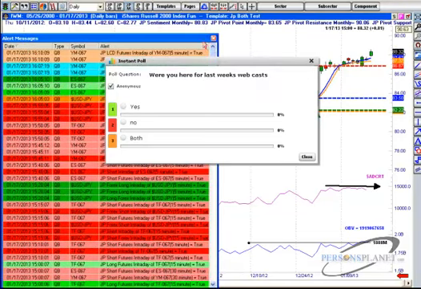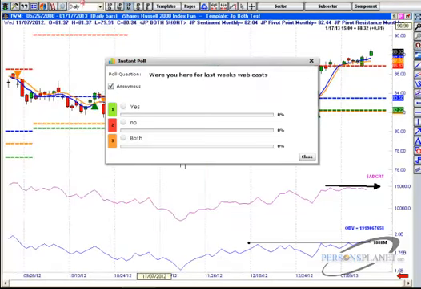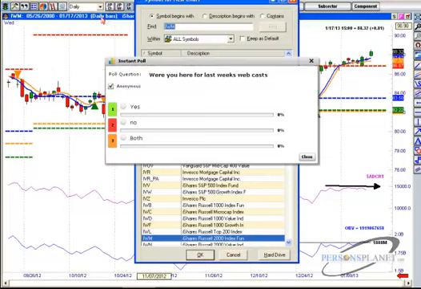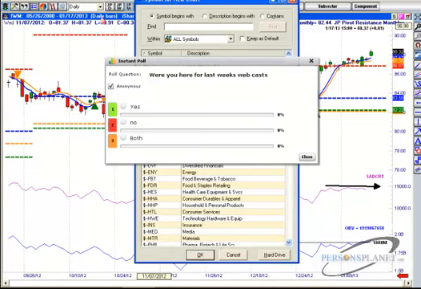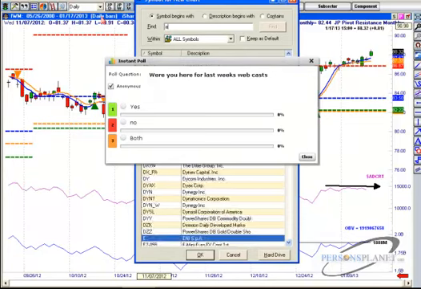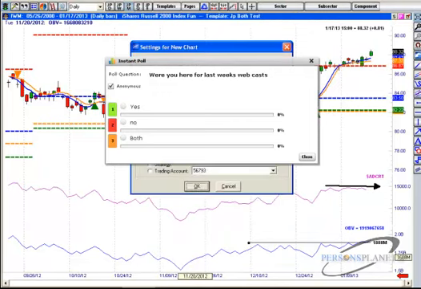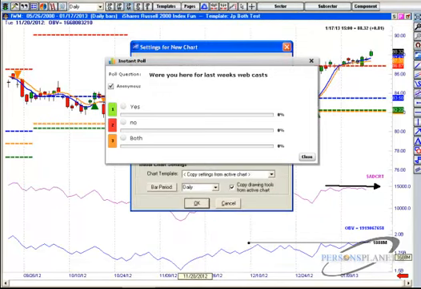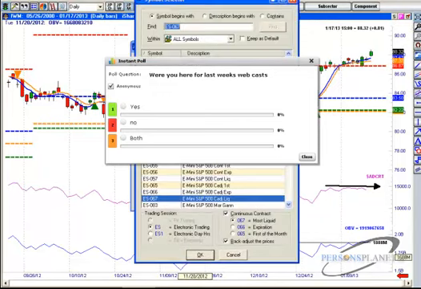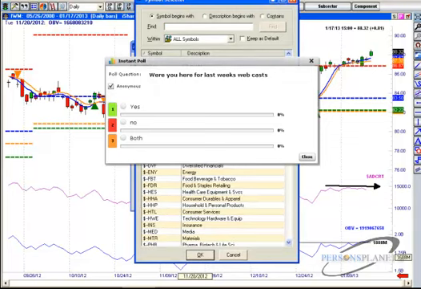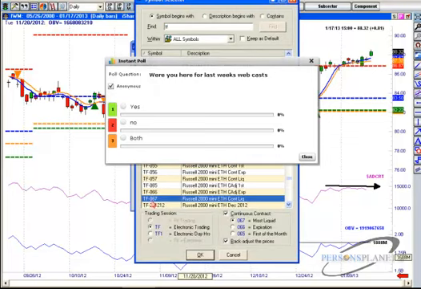All right, and I'm going to go over here and create a new chart, and I'm going to go to, let's take a look at the E-mini S&Ps. I'm going to hit OK. I'm going to hit a spread chart. I'm going to go minus, and I'm going to go TF, go for the Russell.